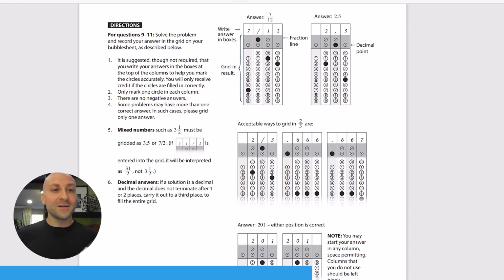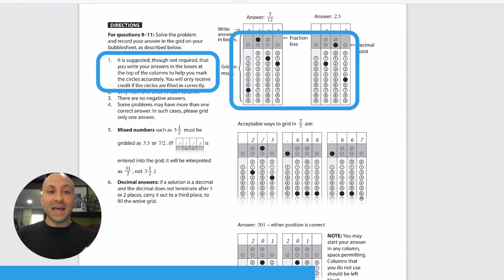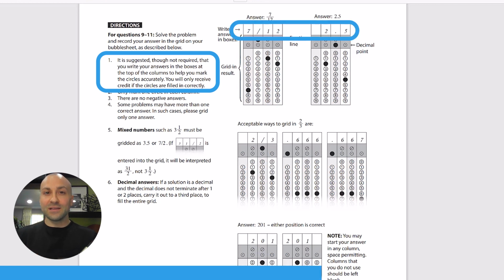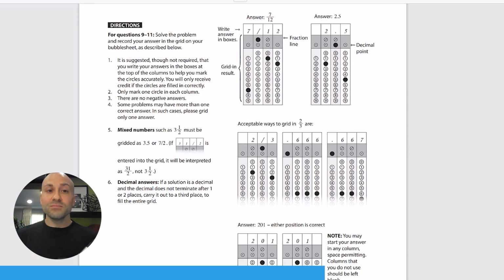So a couple tips here. First, you're only graded on the actual bubbling portion, but it is recommended that you still write in your answer at the top as well. Also, make sure you only mark 1 circle for each column. If you double mark, and any multiple choice question for that matter, you're going to leave it as invalid.